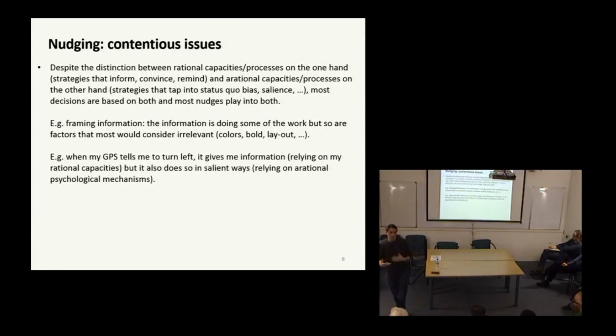A lot of nudges use both, right? I mean, they inform people, but use framing, use salience in order to highlight specific options. Right? But it's always kind of a combination of the two.